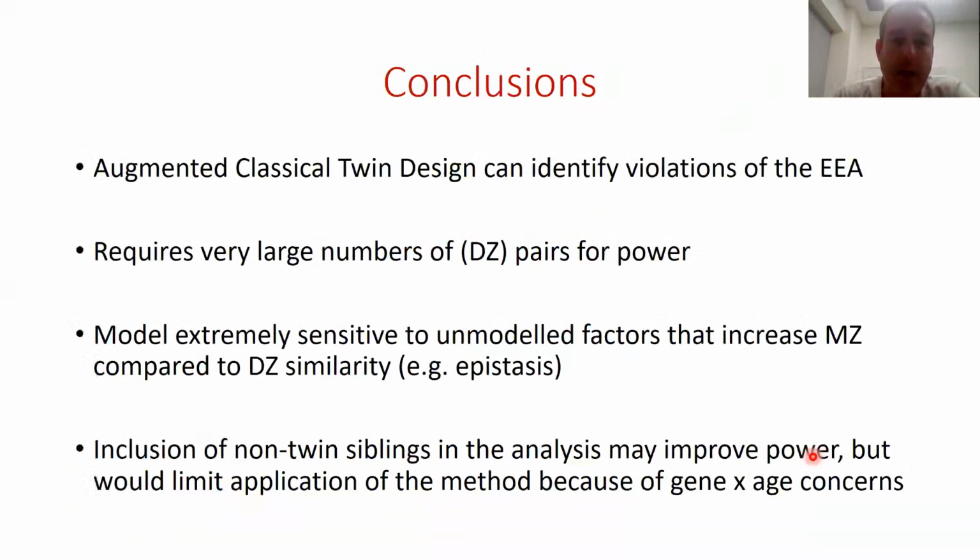So in conclusion, the augmented classical twin design can identify violations of the equal environments assumption. It requires very large numbers of DZ pairs for power. The model is extremely sensitive to unmodeled factors that increase MZ compared to DZ similarity, so in particular, things like epistasis. And the inclusion of non-twin siblings in the analysis may improve power, but would limit application of the method because of gene by age interaction concerns.